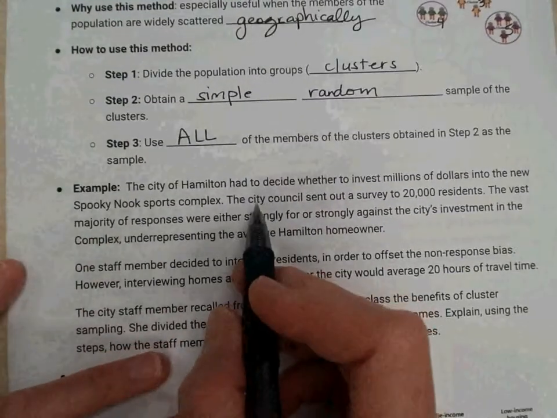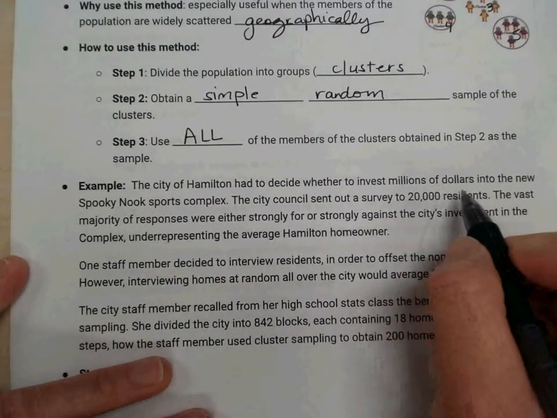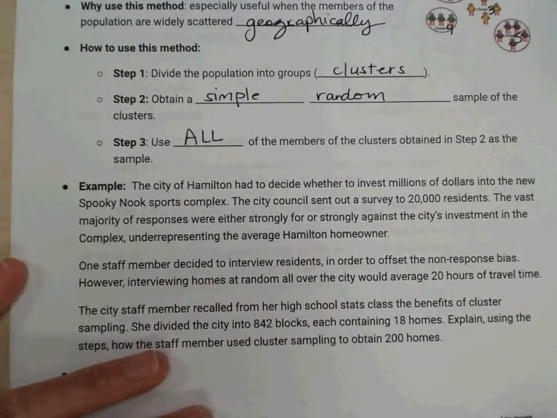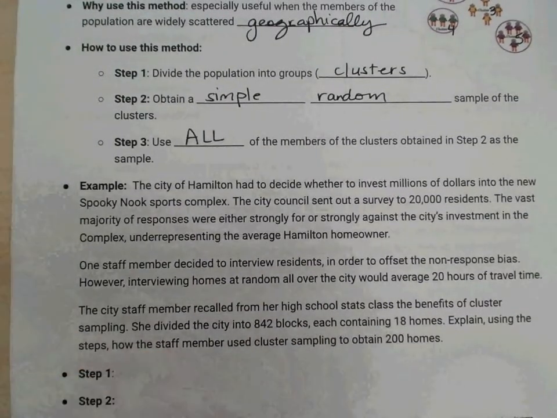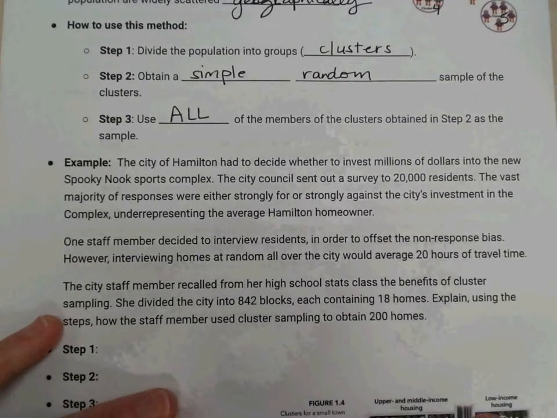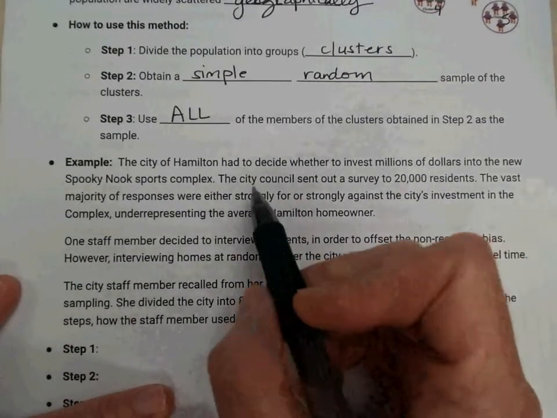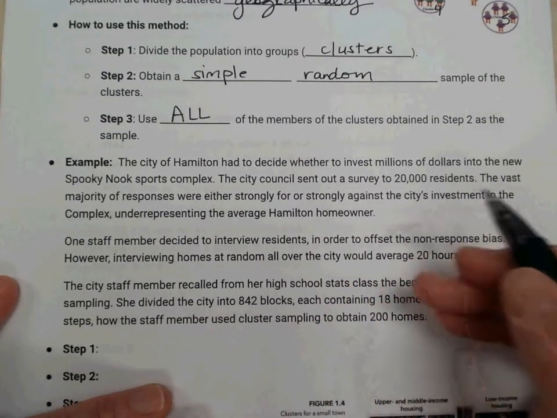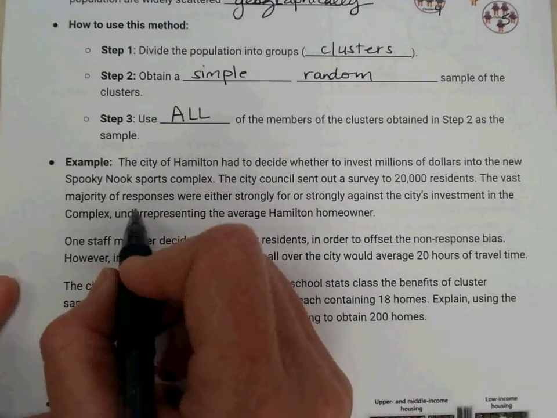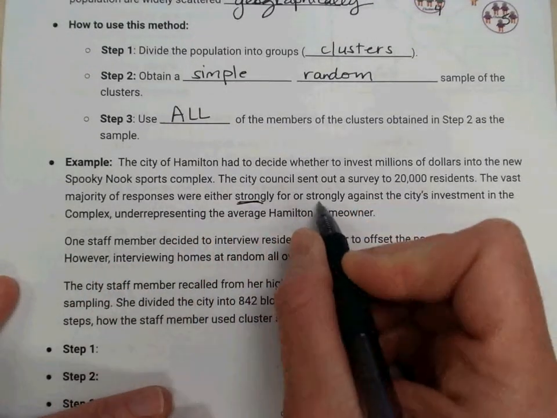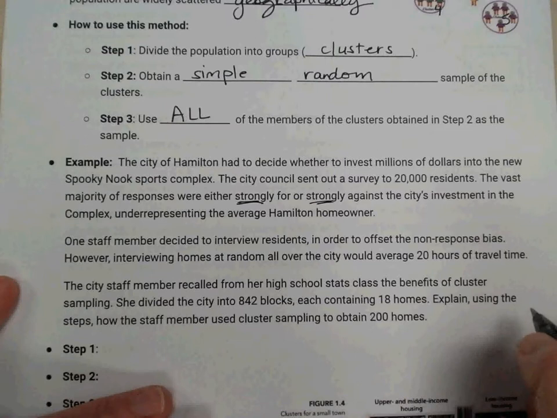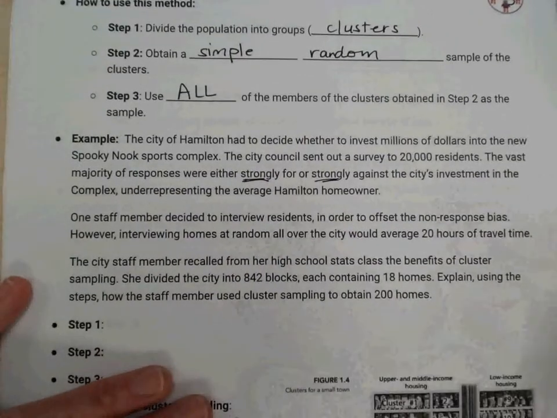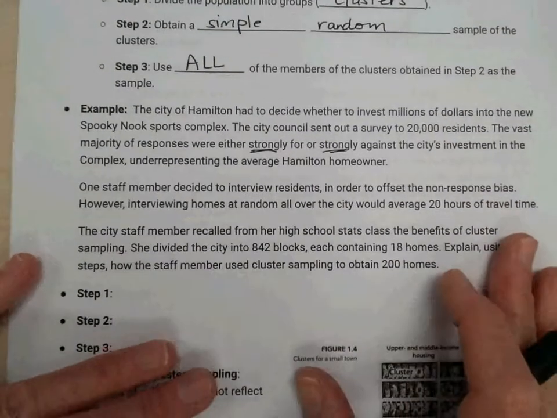So here's an example. The city of Hamilton had to decide whether to invest millions of dollars into the new Spooky Nook Sports Complex. Now, I made this example up. There is a true Spooky Nook Sports Complex, and surveys were done, but this is totally a made-up example, based on true to life. The city council sent out a survey to 20,000 residents. And as often occurs, the vast majority of responses were either strongly for or strongly against the city's investment in the complex. So that underrepresented the average Hamilton homeowner, which is really important to include in the survey.